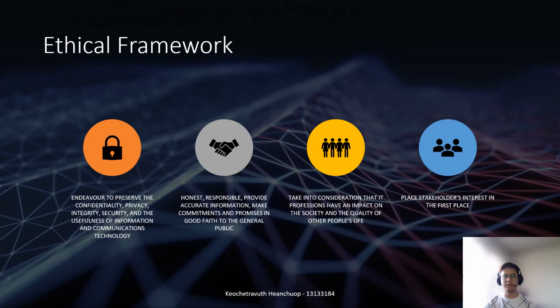Finally, after a deep analysis and critical evaluation of three different codes of ethics and codes of conduct, the overall ethical framework for IT professionals is to endeavor to preserve the confidentiality, privacy, integrity, and security of ICT, be honest and responsible, take into consideration that IT professionals have impacts on others, and place stakeholders' interests first. Next, I'll hand over to Lily to talk about legal issues.